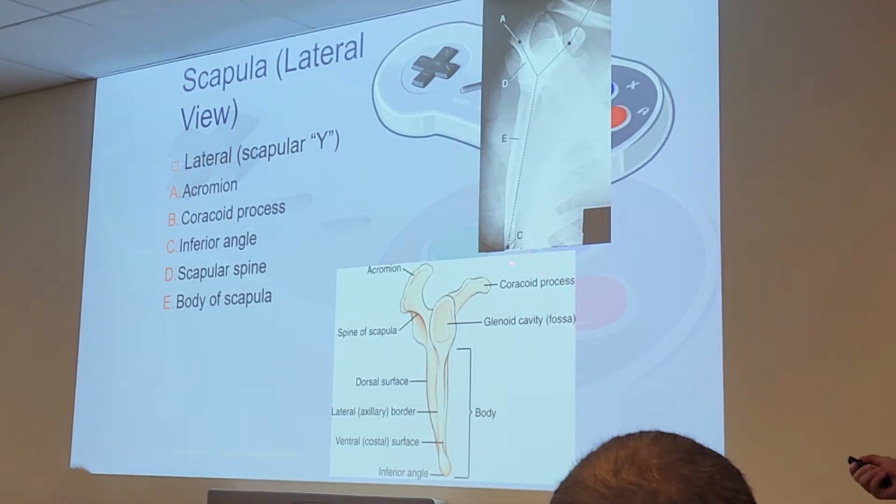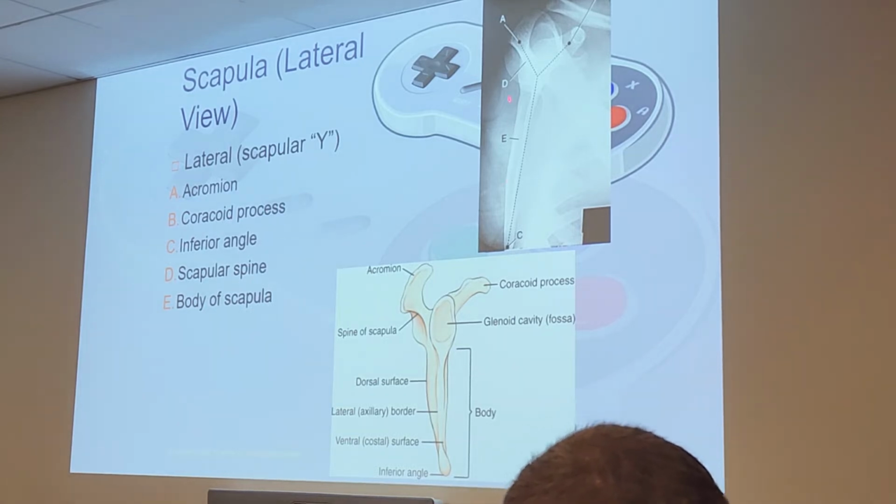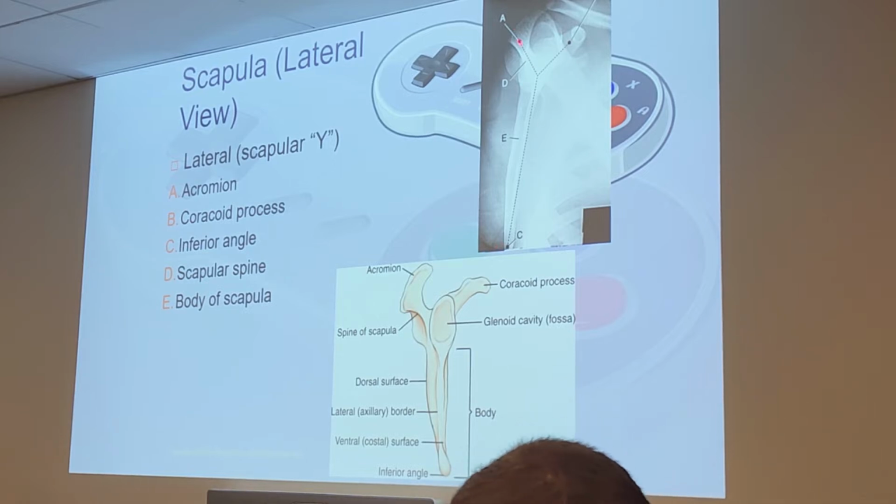C down here, we have the inferior angle of the scapula. D up here, the scapular spine. And E, we have the body of the scapula. And as you can see here, all that's going to make this nice Y shape for that lateral scapula.